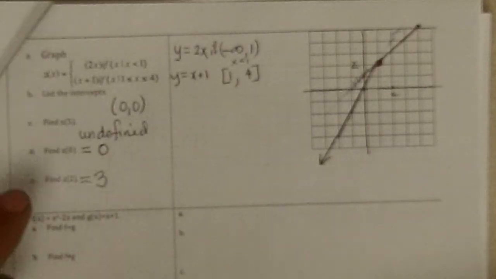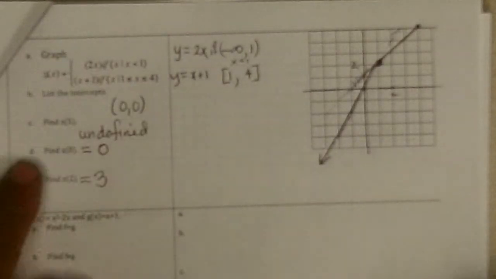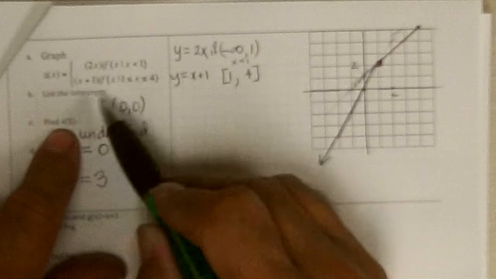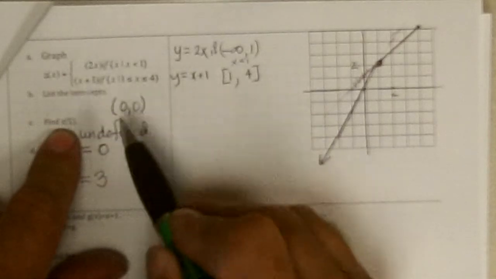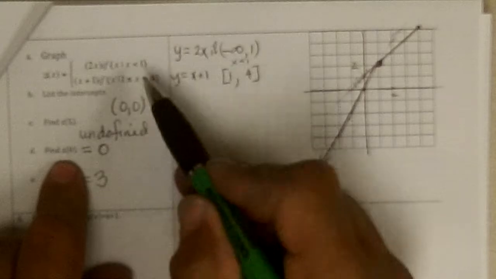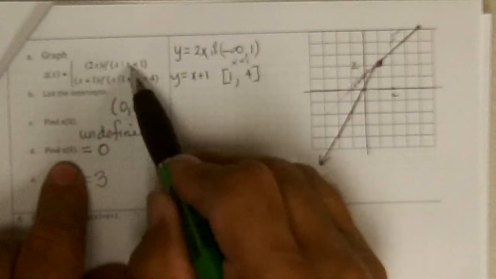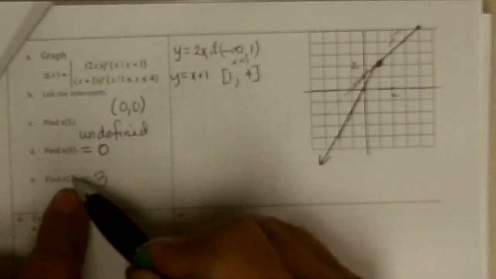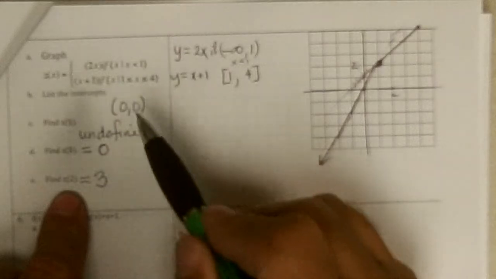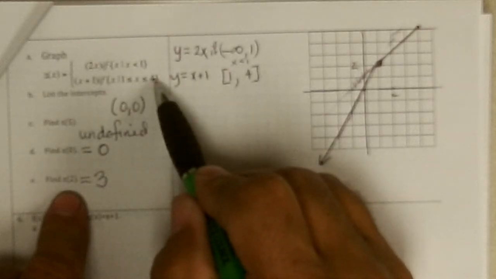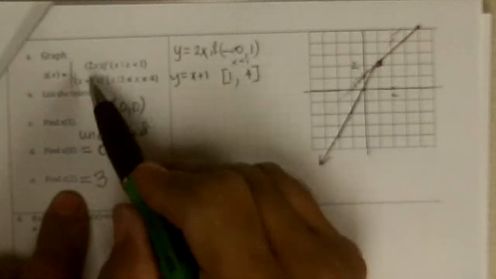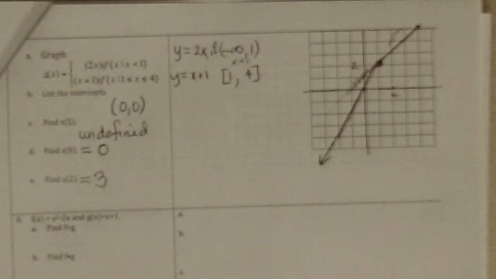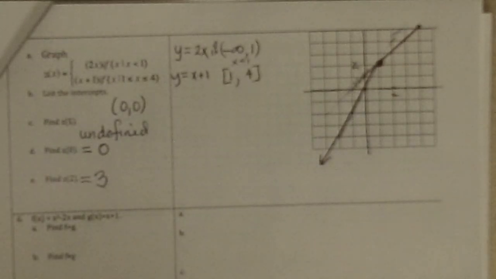Now, if you wanted to do these algebraically, you'd have to say 5. Is it less than 1? Nope. Is 5 between 1 and 4? Nope. Undefined. 0. Is 0 less than 1? Yes. So put 0 in there. 2 times 0 is 0. 2. Is 2 less than 1? Nope. Is it between 1 and 4? Yes. So we'd use this. 2 plus 1 is 3. That's how you do 5.